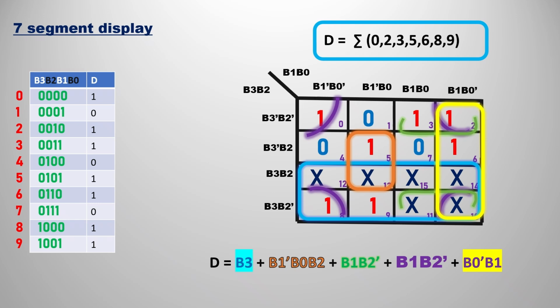For covering 5, the largest possible group is 5 and 13, so make a group of 2 elements. So that is the group. You can see there are a total of 5 groups. So we can obtain the D expression with 5 terms in it. So you can see the output expression for D.